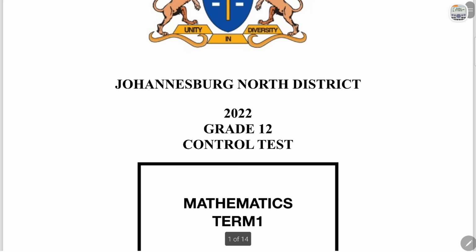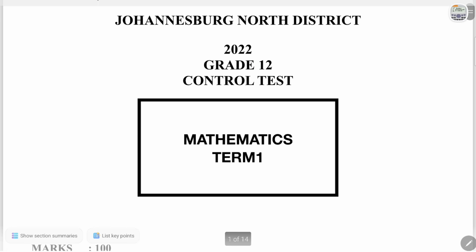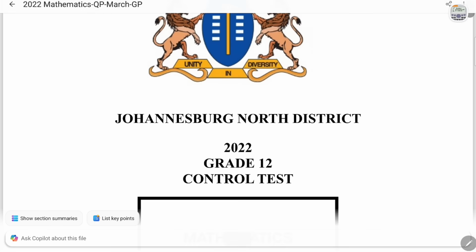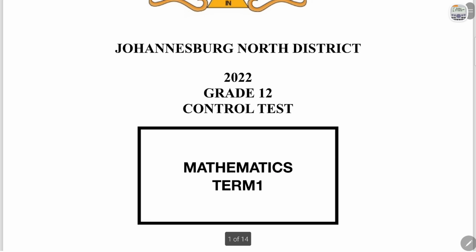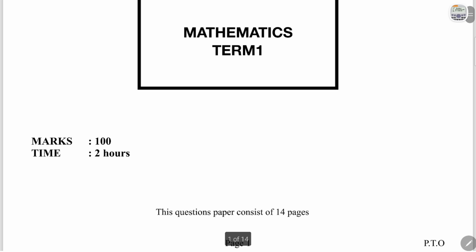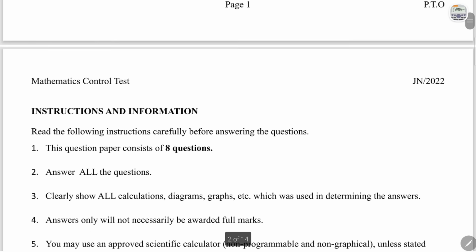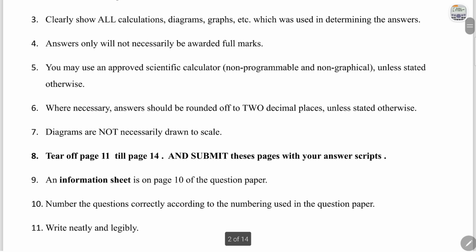In this video we will be working on the Mathematics grade 12 2022 term 1 control test. This is specifically from the Gauteng province and it is the Johannesburg North District paper. The test counts for a total of 100 marks and the time allocated is 2 hours. Looking at the instructions, just make sure to round off to 2 decimal places unless stated otherwise, and remember that the diagrams are not necessarily drawn to scale. So with that being said, let's get into this video.